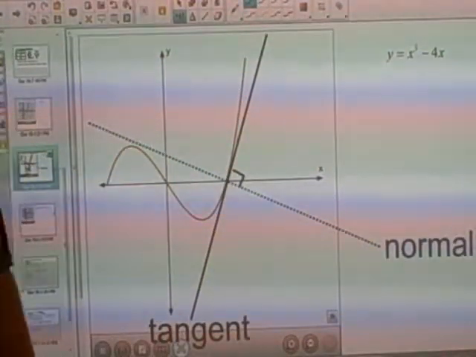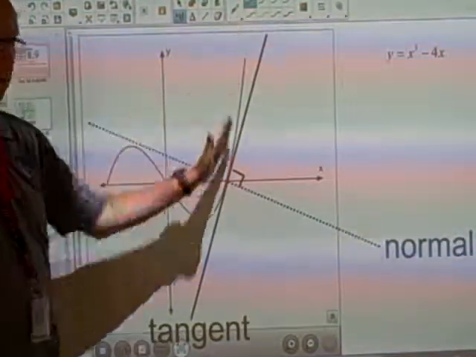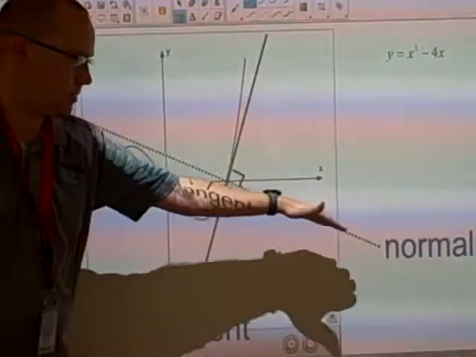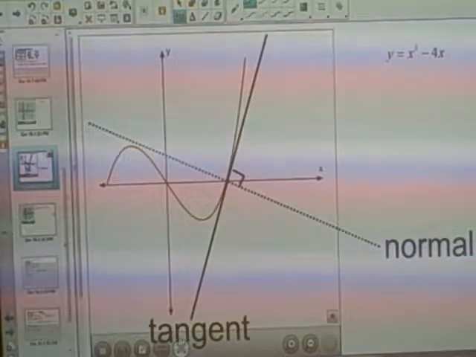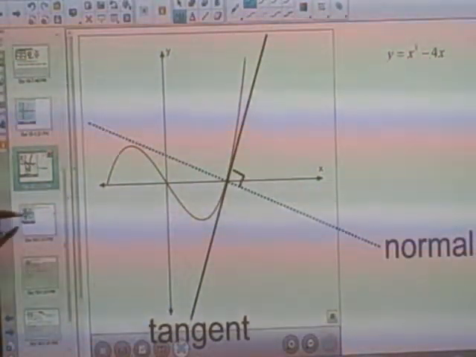And that's actually why we had our little warm-up today. We needed to know the slopes of things that are parallel, but also things that are going to be perpendicular, which is where my normal came in. So that was why we did that little warm-up earlier.